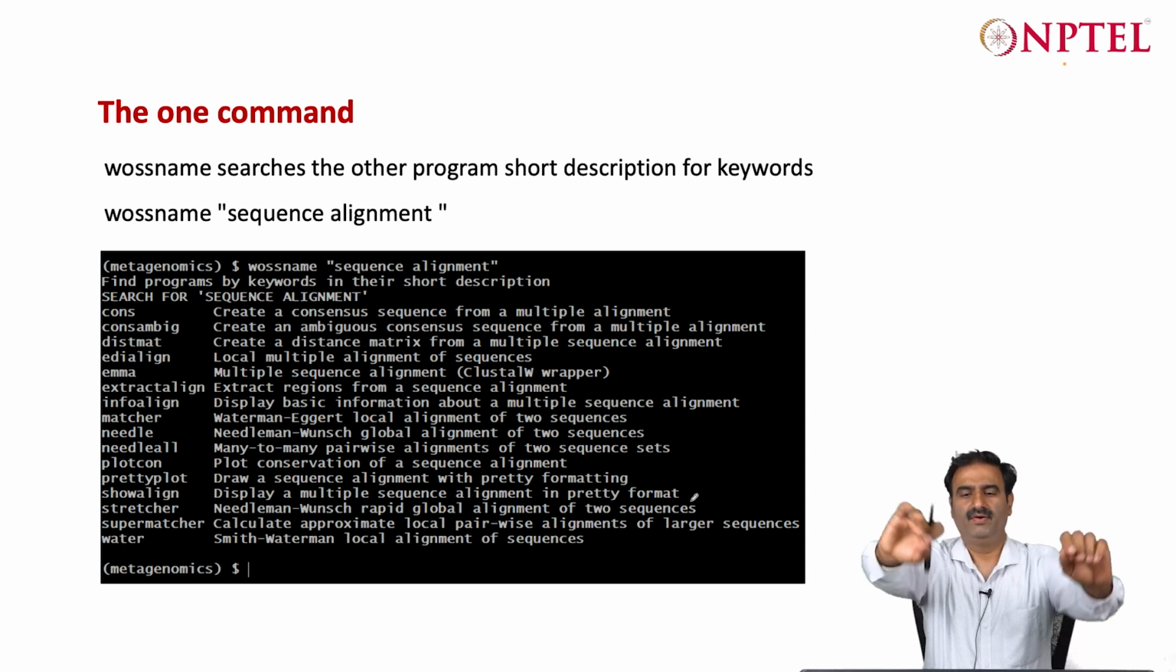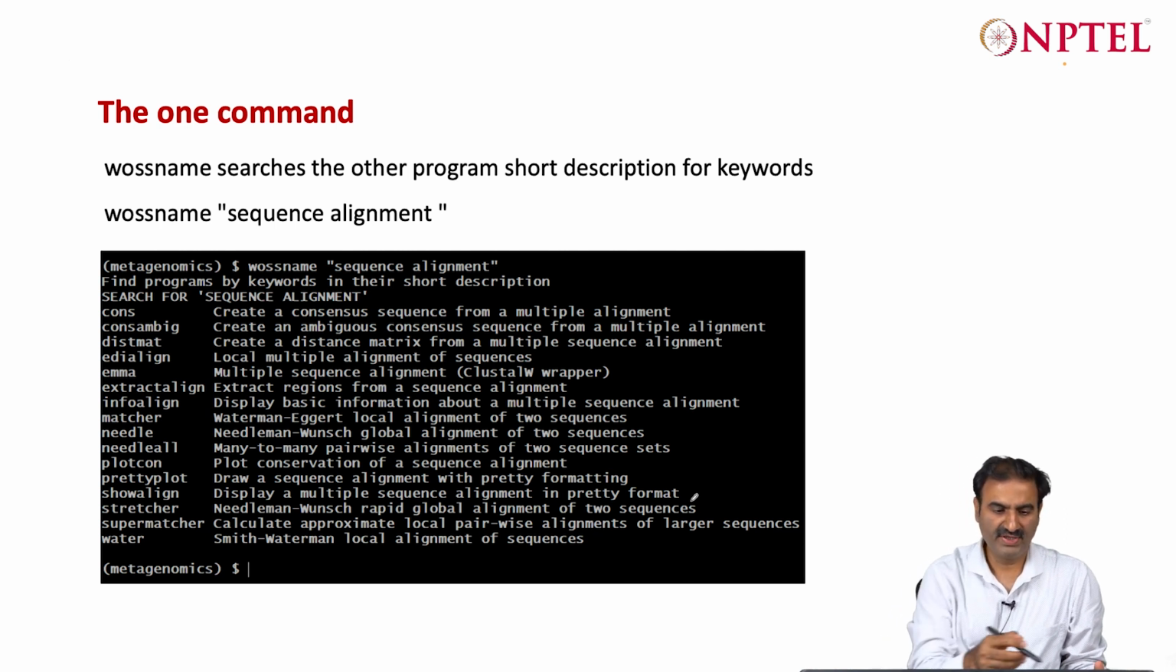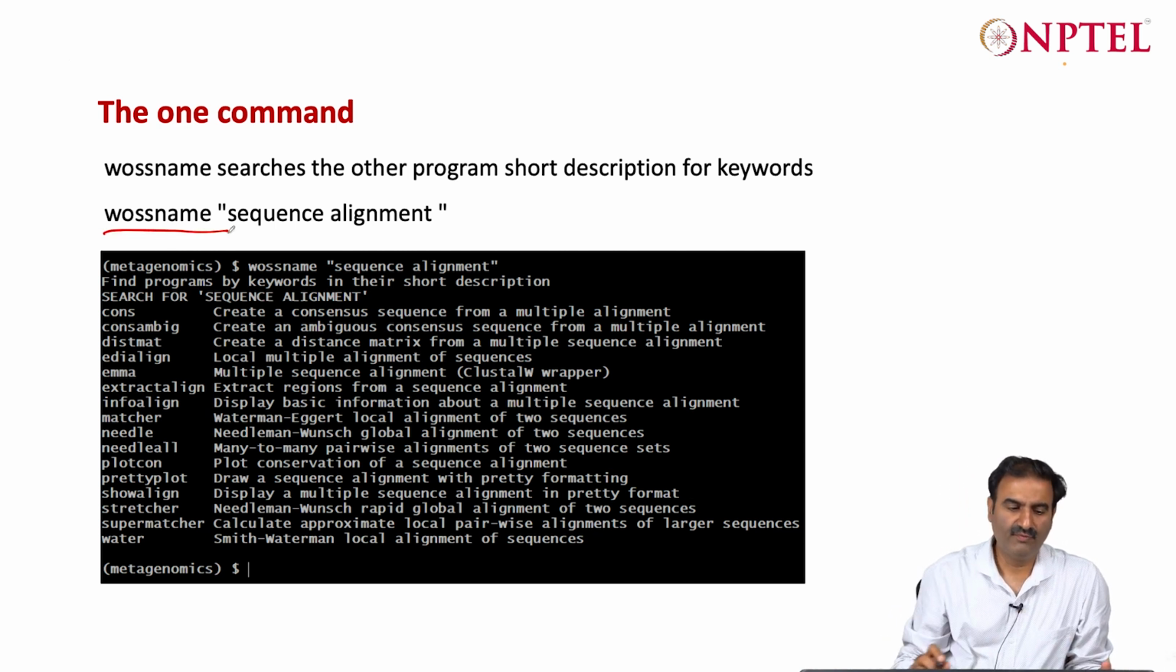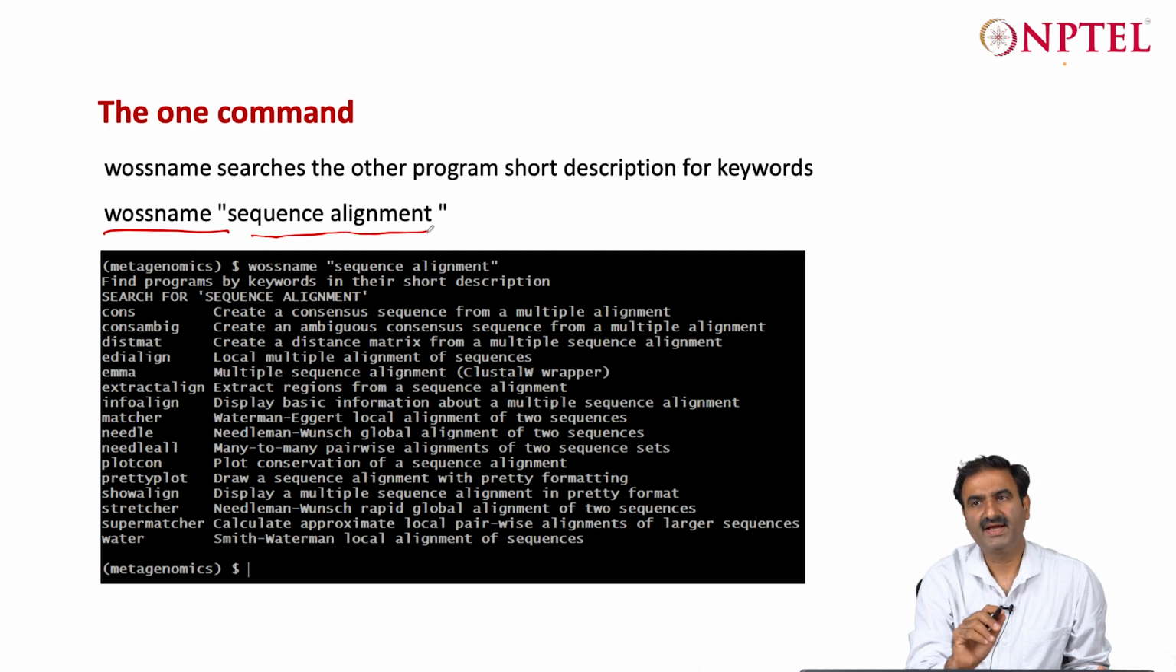Okay, now how to see what kind of programs are available in your local package and what they do. There is a command called wossname. You can give a search word, like anything that can help me in sequence alignment, since we don't know the program. Even if I give wossname alignment, it will find all the programs in which that option is available.